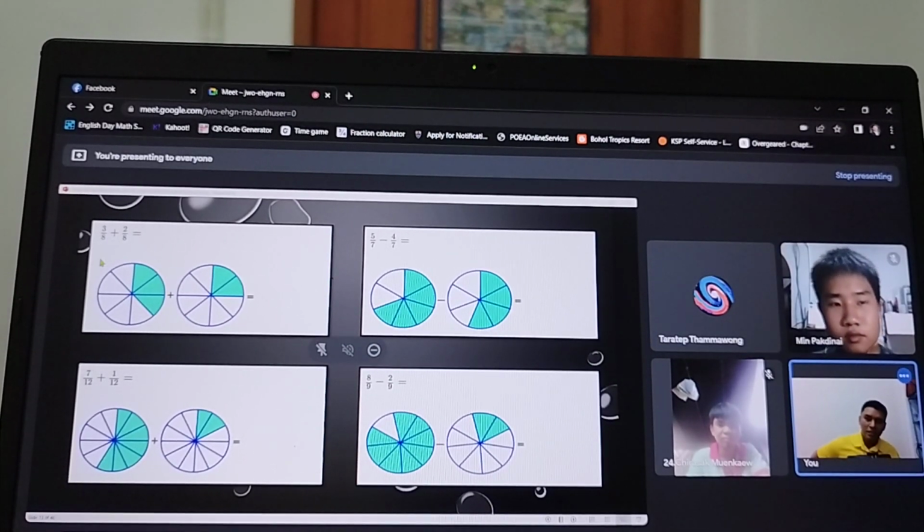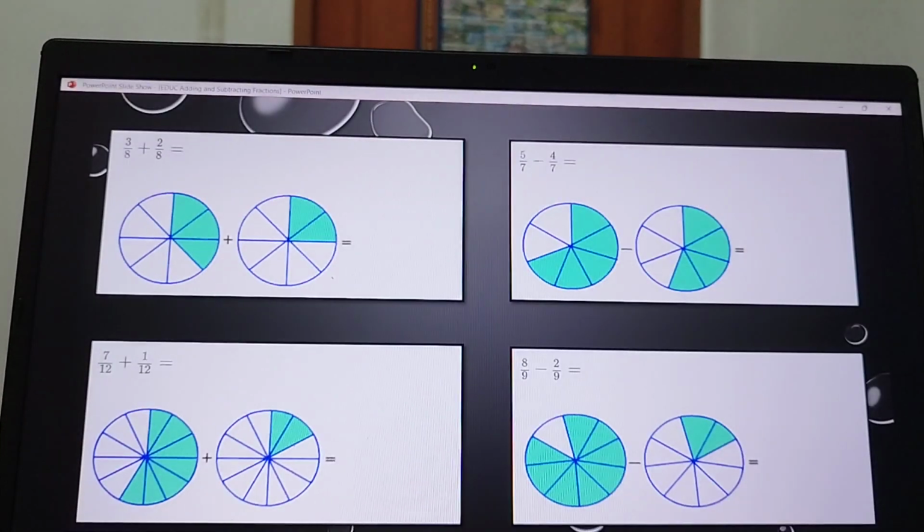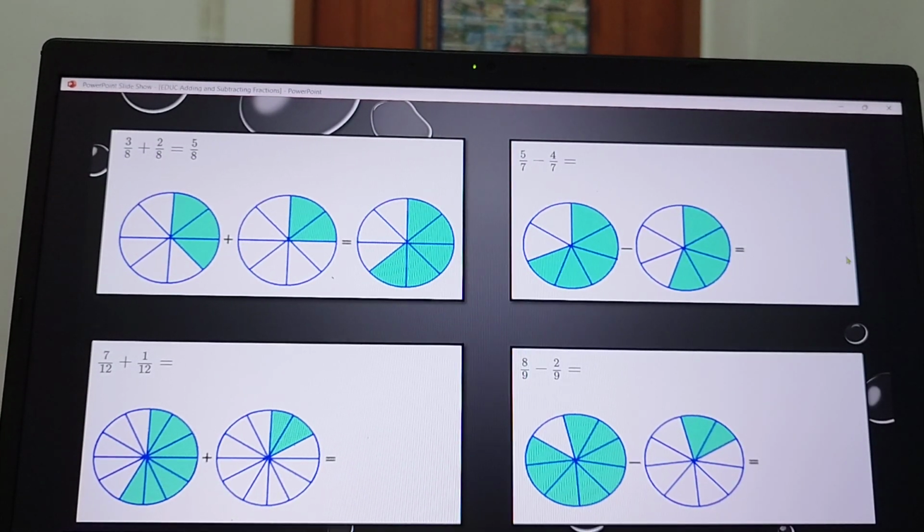So again, the same denominator, 8. You can see the plus sign, so you add the numerators: 3 plus 2 equals 5. So the answer is 5/8. Okay? Next, number 2, 5/7 minus 4/7.